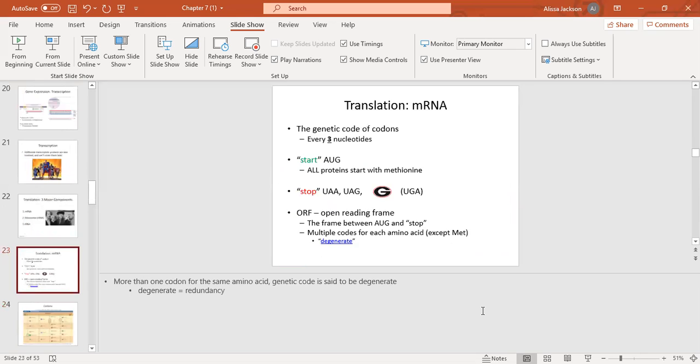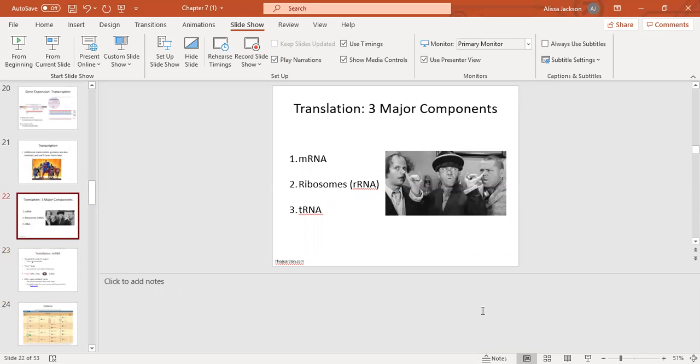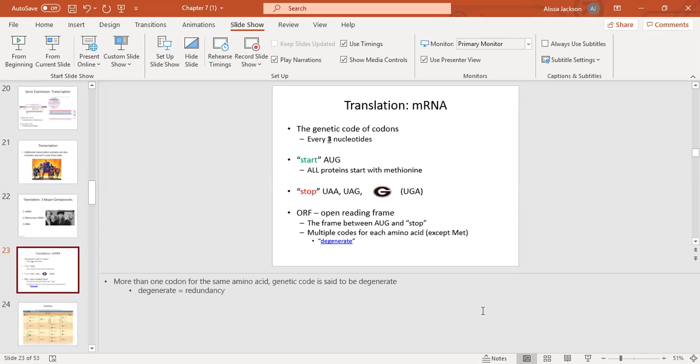Then translation, you have your messenger RNA that's going to be translated into the protein, and the messenger RNA is read by the ribosome, and the amino acids are brought into the ribosome by tRNAs. Yeah, and the genetic code is read in sets of 3. The start is AUG. All of them start with methionine. And then the stops are UAA, UAG, UGA. Don't think you're going to have to know these specifically. And the code is degenerate, right? So more than one codon encodes the same amino acid.